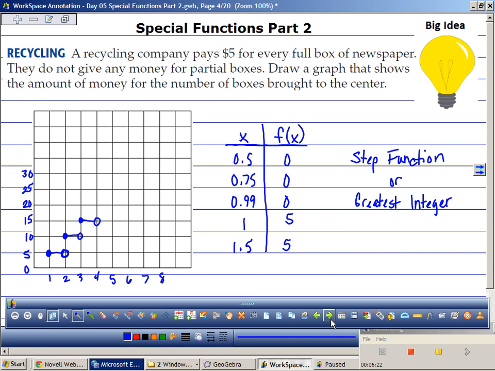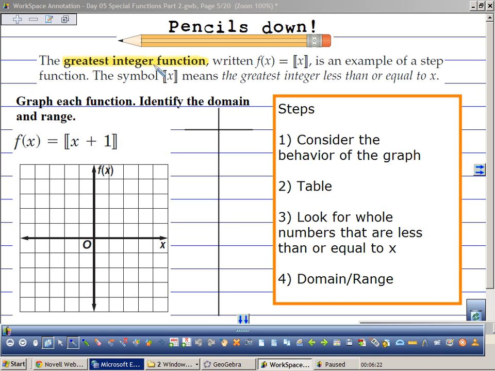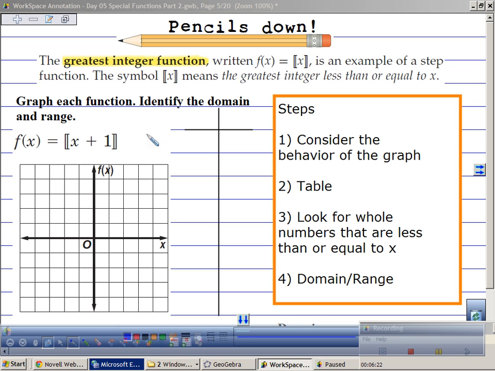So rather than give you some fancy definitions, let's just work with it. All right, so the greatest integer function is written f of x equals, with the way it's written, it looks like absolute value, but you'll either see it with 2 lines, or you'll just see it like this. That's a greatest integer function, or a step function. This symbol means the greatest integer less than or equal to x. So that's a very complicated definition. I think it's much easier if we just start using it, and then you'll get an idea for it.